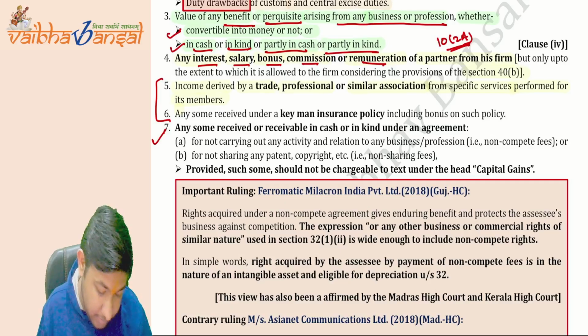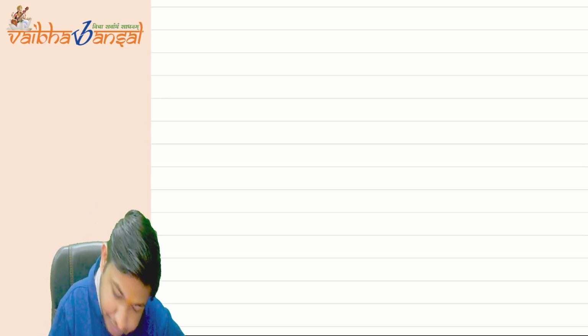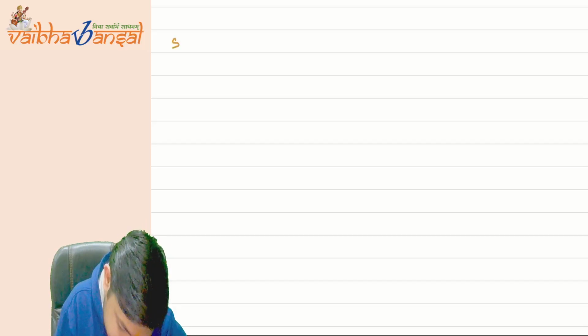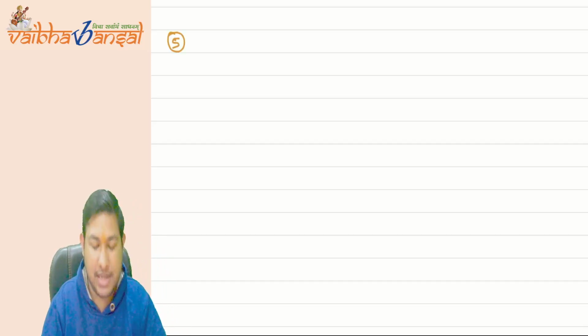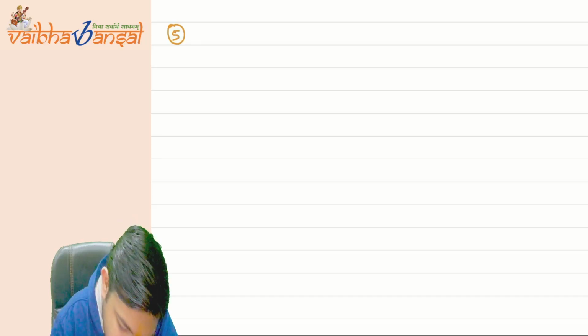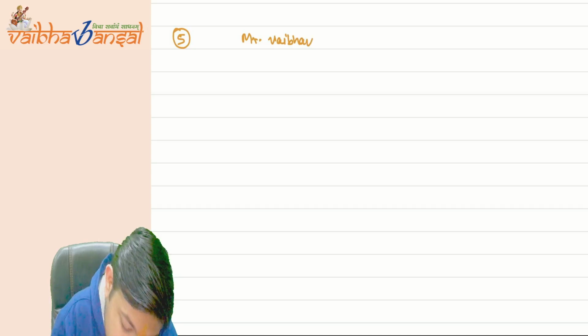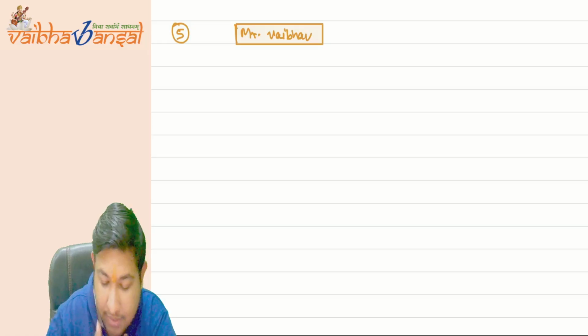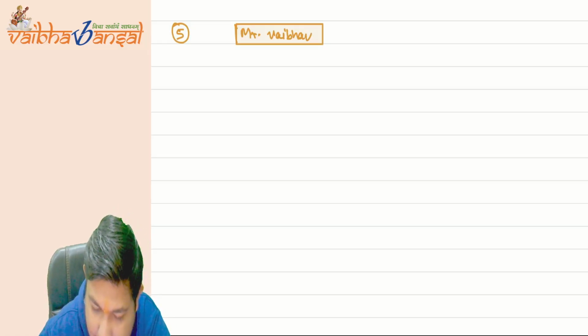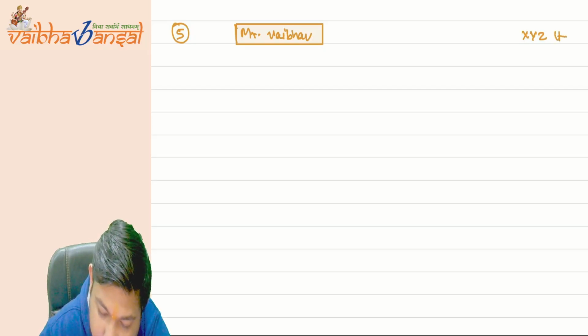What is the point? Point number 5 says that suppose Mr. Weber, and there is a suppose company XYZ Limited.